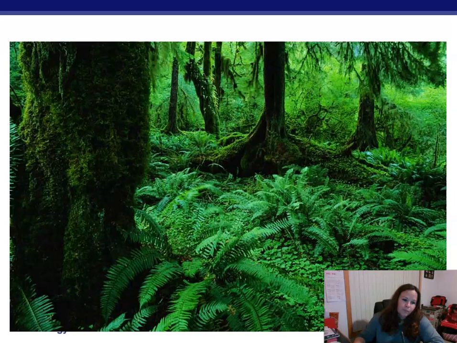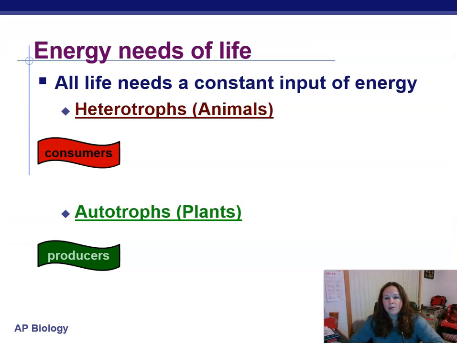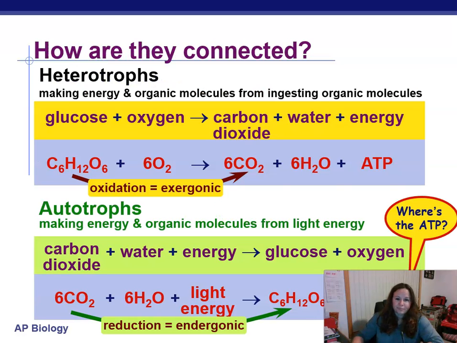And if you can do photosynthesis, then you are called a producer or an autotroph. The rest of us are consumers or heterotrophs, and we rely on the producers to make that glucose and that oxygen for us. It basically takes care of all life on Earth.